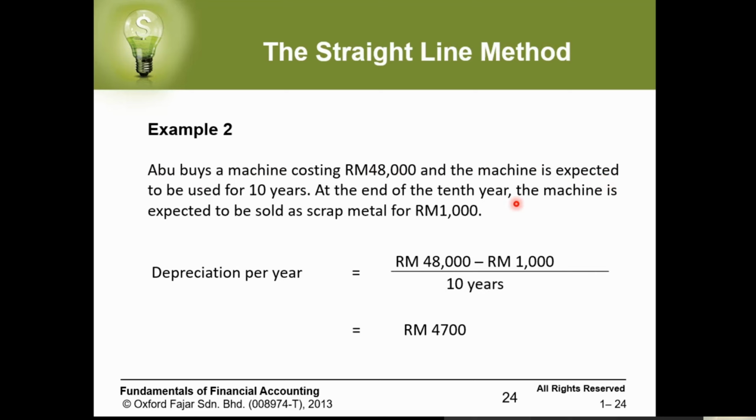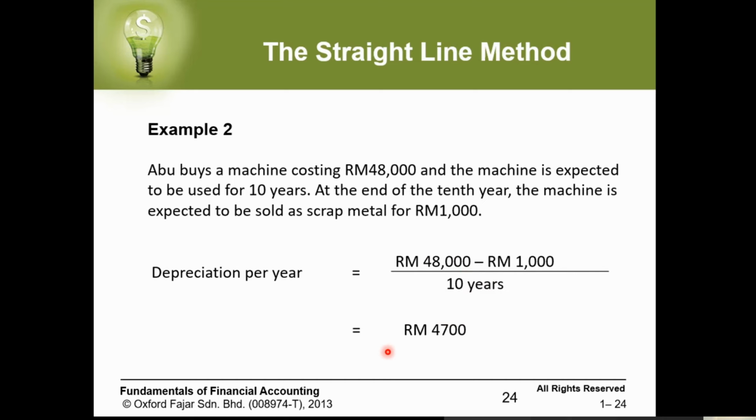At the end of the 10th year, the machine is expected to be sold as scrap metal for 1,000. So the cost of that machine is 48,000. The scrap value is 1,000 and it will be used for 10 years. So to calculate the depreciation based on the straight line method, you need to put 48K minus 1,000 divided by 10 years. So each year you need to put depreciation 47,000.